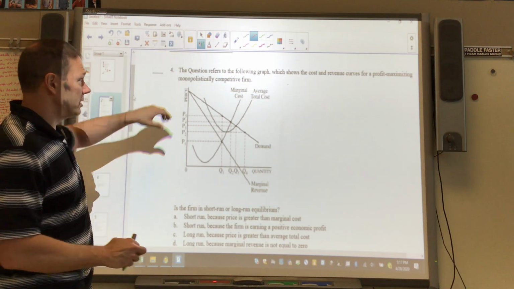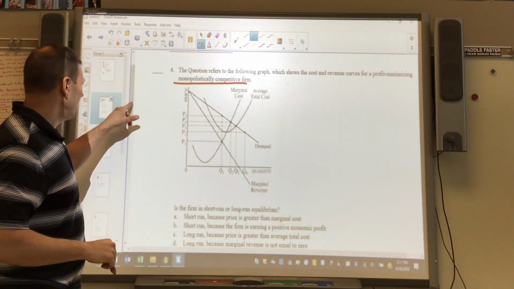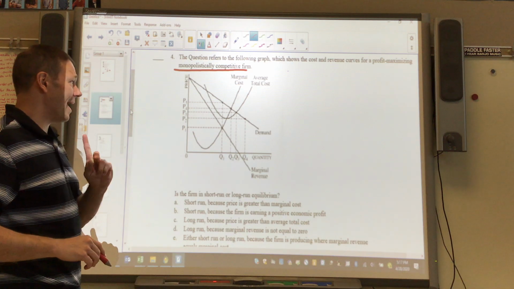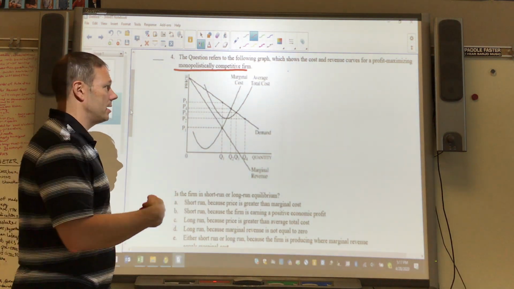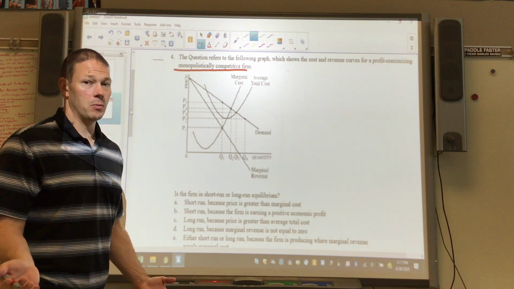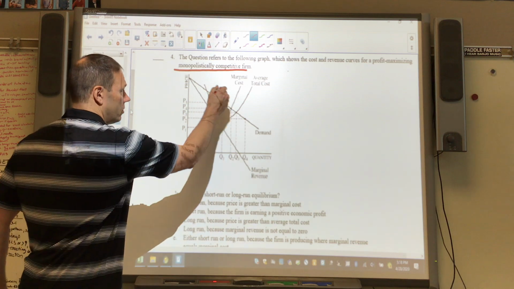It's a monopolistically competitive firm, okay, that's important. Are they in short run or long run? Now they have to be in short run, and the reason they have to be in short run is because they are making profit. Remember, monopolistic competition in the long run, they only break even.